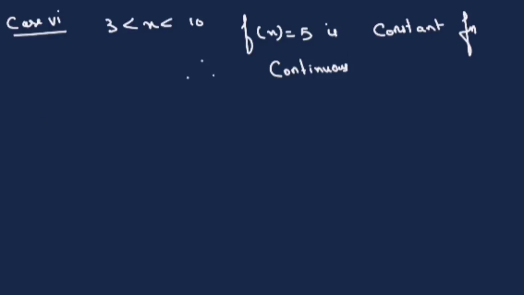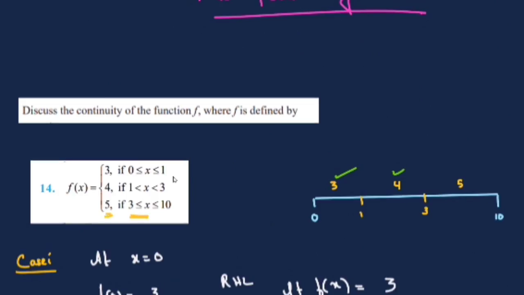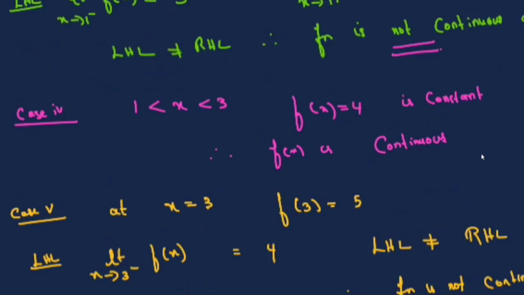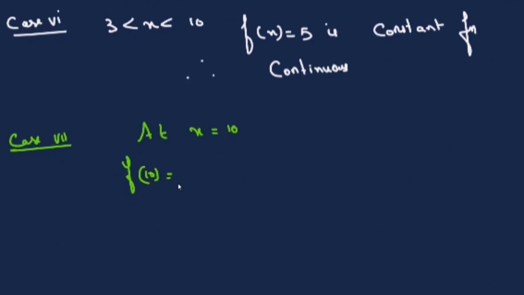Now next case 7, that is at x is equal to 10, the end point. So at x is equal to 10, f of 10 is given as 5. Okay, at 10 the function is given as 5. Just check the left hand limit. For this side you check the left hand limit. So f of 10 is 5. The left hand limit is enough.